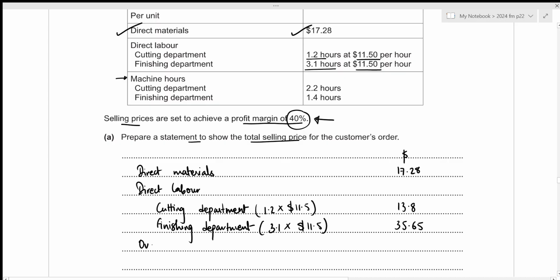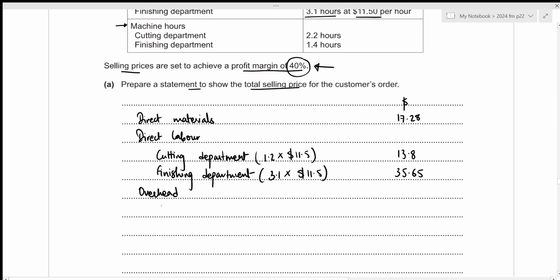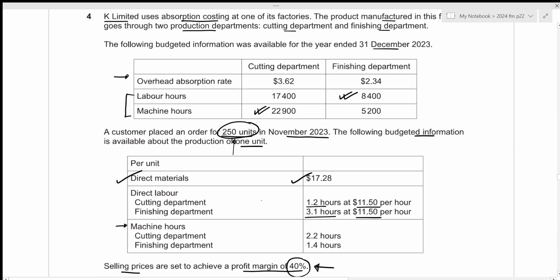We can now move towards the overheads. For overhead, again, we need to list it down separately for our 2 different departments, the cutting department and the finishing department. And for overheads, we always need to refer back to our overhead absorption rate. Let's take a look above. For our cutting department, the overhead absorption rate was 3.62 and the basis for this department was the machine hour.